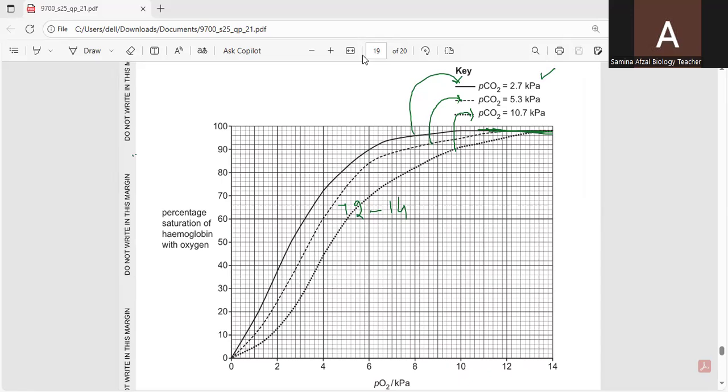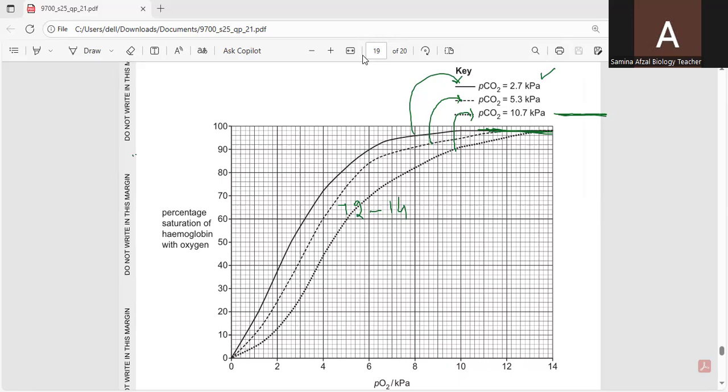The curve from respiring tissues is the one with the highest partial pressure of carbon dioxide. You can see the highest partial pressure of carbon dioxide is there, which is 10.7 kilopascals, represented with a small dotted line. You can see the curve has been shifted towards the right. This shifting to the right and down is known as the Bohr effect.